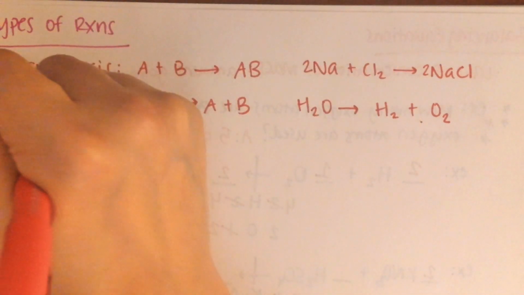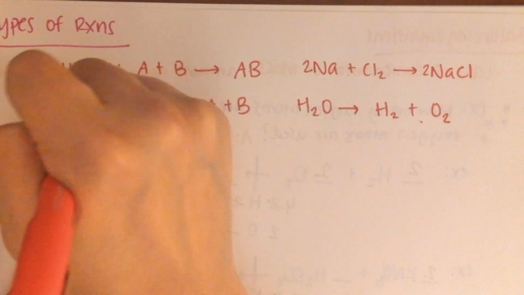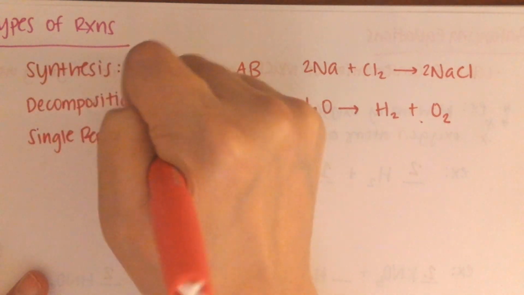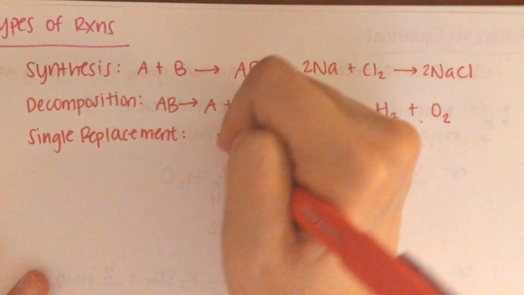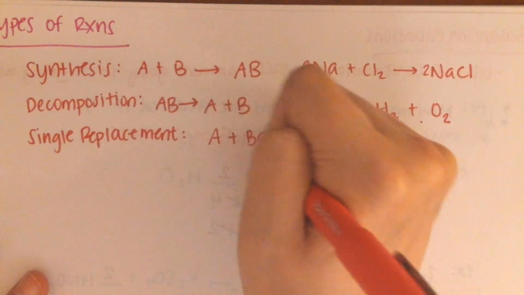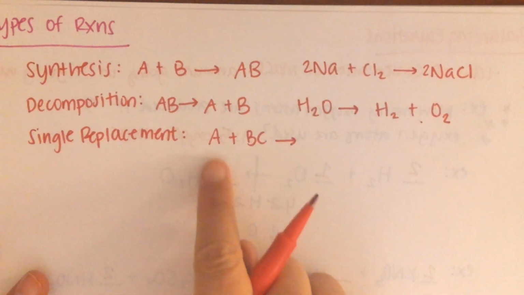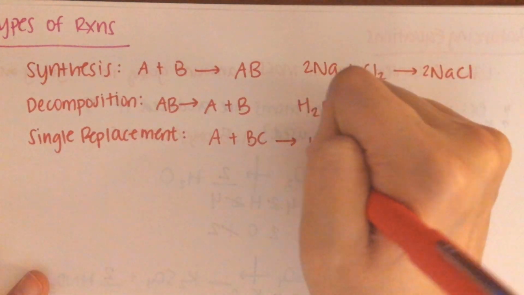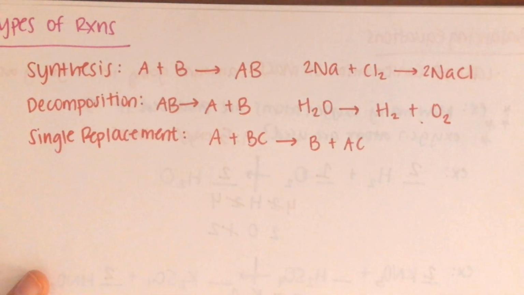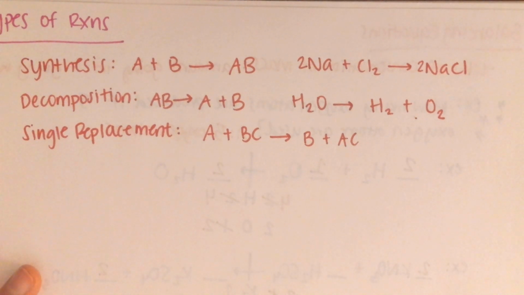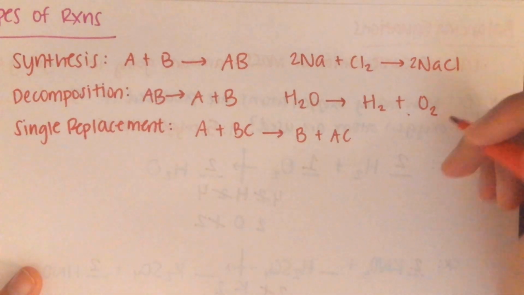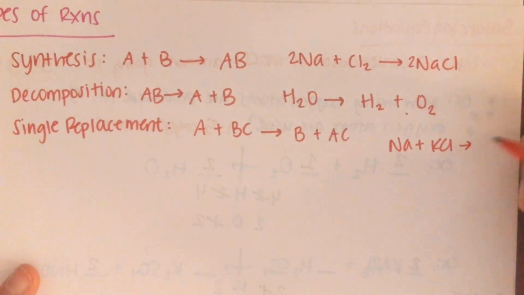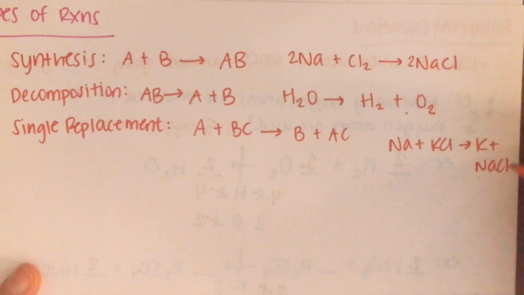The third reaction type is called single replacement. That's when you have an element and a compound added together. And basically the element replaces one element, so one single element gets replaced to make a new compound. So for example, if I have like Na plus KCl makes K plus NaCl.